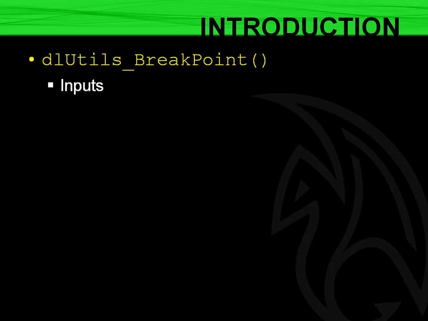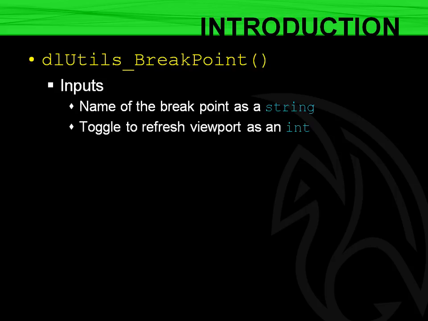So here are the inputs that it takes. In between the brackets of dlutils_breakpoint, here's what it's going to expect. First of all, the name of the breakpoint is a string. So if you have several breakpoints in your script and you want to give them different names, for example, my first breakpoint or inside the loop, then you put the name as the first variable. Then you can put a 0 or a 1, an integer, to toggle the viewport refresh. For example, if you were building an object in the viewport and you wanted to find out what the object looks like, you can choose to toggle the refresh of the viewport or not.